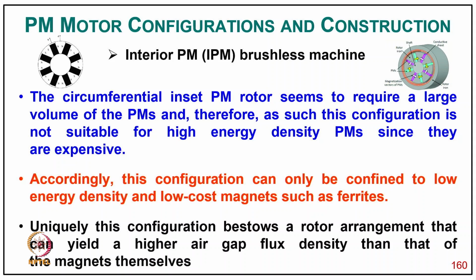And then the circumferential interior permanent magnet rotor seems to require a large volume of permanent magnet, and therefore this configuration is not very suitable for high energy density permanent magnets, since they are expensive.